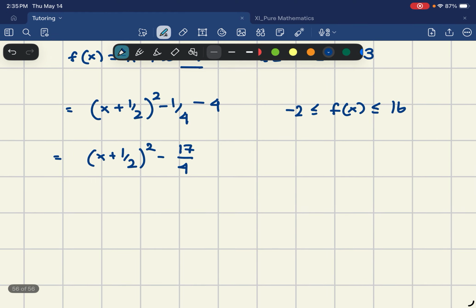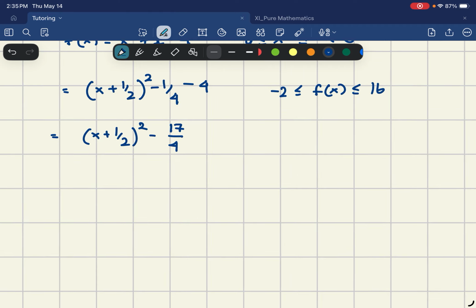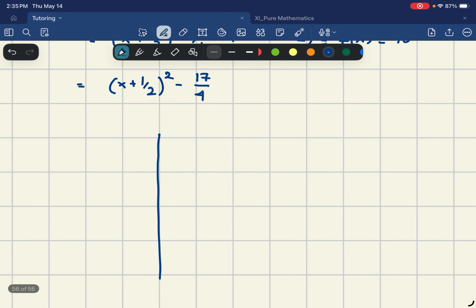I think you do. All right. So now I have this. I can draw the graph, right? So if you complete the square, you get that expression. And now I can draw the graph.